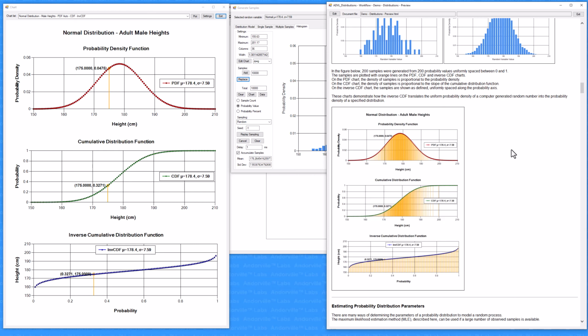On the PDF chart, the density of samples is proportional to the probability density. On the CDF chart, the density of samples is proportional to the slope of the cumulative distribution function. On the inverse CDF chart, the samples are shown as defined, uniformly spaced along the probability axis. These charts demonstrate how the inverse CDF translates the uniform probability density of a computer-generated random number into the probability density of a specified distribution.